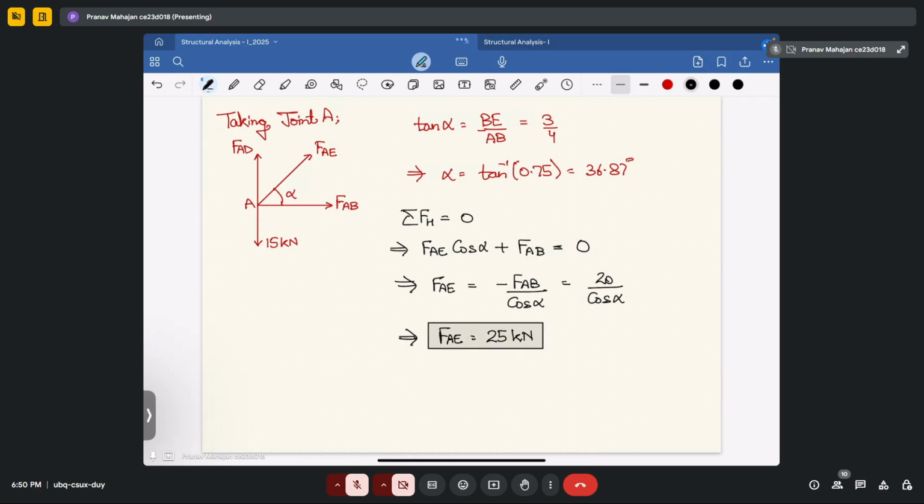Okay, now we have solved for both the forces, what we will get? So our final solution is FBE equal to minus 45 kilonewton, which is compressive force, and your FAE is equal to 25 kilonewton, which is your tensile force. Fine.